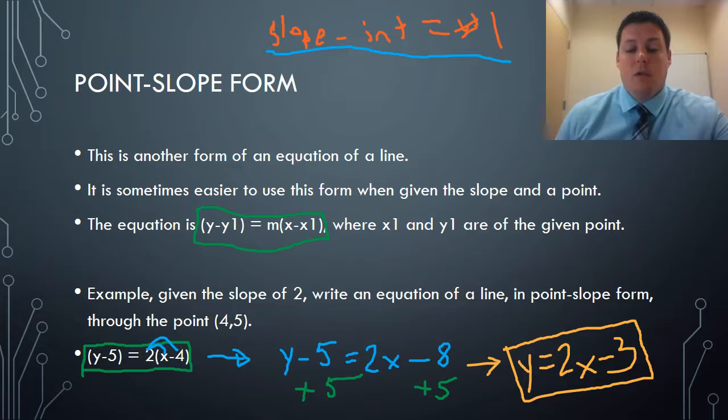Right now we're in the form that we like best, at least in my opinion, and that's what we're going to refer to most often. Notice the slope didn't change. Over here it's 2, here it's 2. The slope will not change when you're converting it.